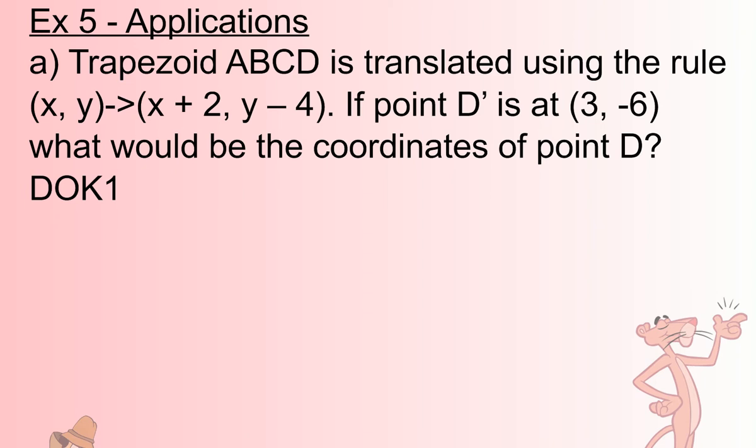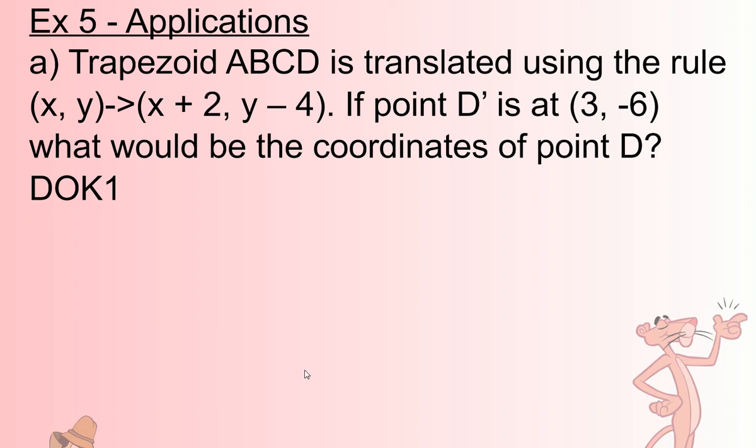All right. Example 5, we're talking about applications of this same process. It says if trapezoid ABCD is translated using the rule (x, y) goes to (x plus 2, y minus 4), if point D prime is at (3, negative 6), what would be the coordinates of point D?